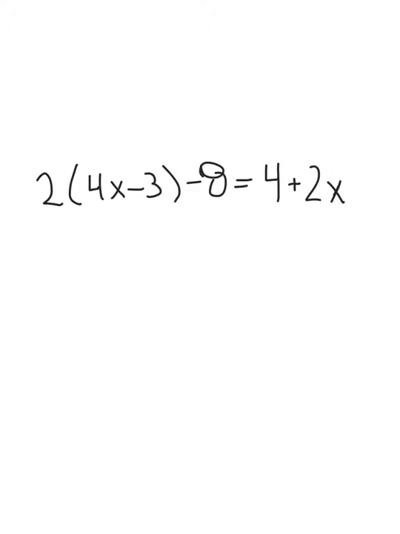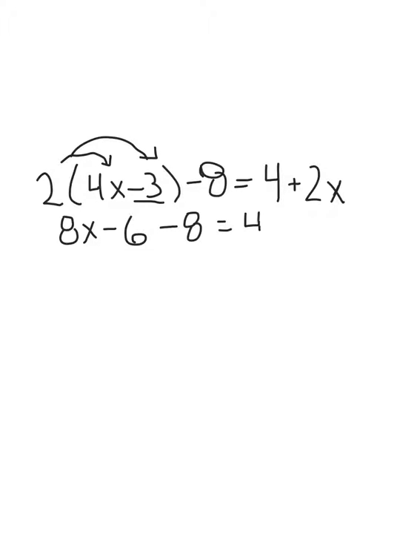We have one last example. Again, there is distributive, and that must be done first. So I'm going to distribute the 2 to what's inside the parentheses, so that gives me 2 times 4x, which is 8x, and 2 times negative 3 is negative 6. Bring down the minus 8 equals 4 plus 2x.